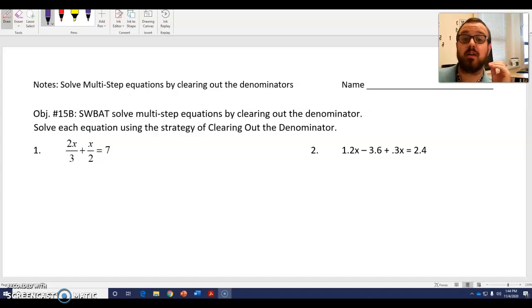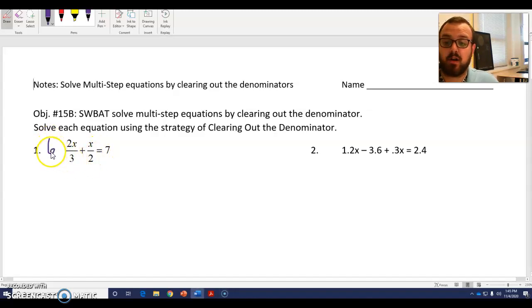So when we talked about clearing out decimals, you would multiply by a number to make all your decimals disappear. We're going to multiply every single thing by a number to get all our fractions to disappear. Well, what number do we need to multiply by? The number you're going to multiply by would be the least common multiple or the common denominator of the fractions that you have. So for example, let's look at number 1 here. We have 2x over 3 plus x over 2 equals 7. The denominators I see here are 3 and 2. The common denominator for those, or the least common multiple, would be 6. So I'm going to multiply every term of my equation by 6.